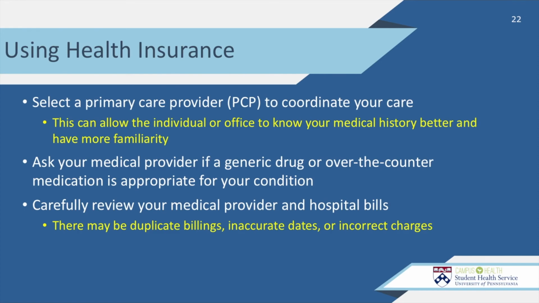Another best practice is to select a primary care provider to coordinate your care. This allows that individual or office to know your medical history better and have more familiarity. When being prescribed medicine, you can ask your medical provider if there is a generic or over-the-counter medication that would be appropriate for your condition, rather than a name brand drug. Most insurance plans have different levels of copays and coinsurance for different levels of prescription drugs.